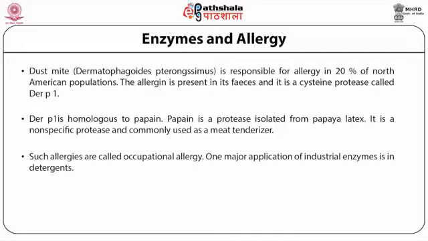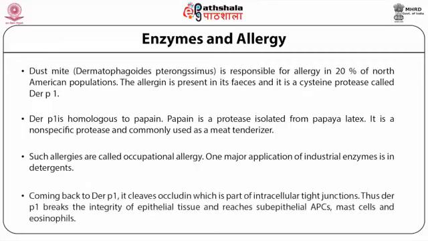One major application of industrial enzymes is in detergents. Subtilisin, a bacterial enzyme, is routinely incorporated in detergents. Its inhalation is known to cause asthma. The first generation of enzyme-based detergents decades back were withdrawn from the market as large incidents of allergy in housewives were reported. Coming back to Der p 1, it cleaves occludin, which is part of intercellular tight junctions. Der p 1 breaks the integrity of epithelial tissue and reaches subepithelial antigen presenting cells, mast cells, and eosinophils.